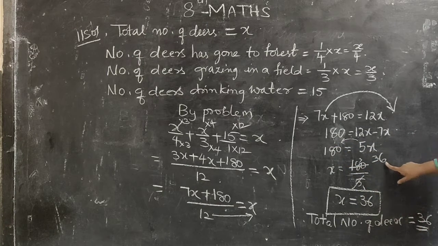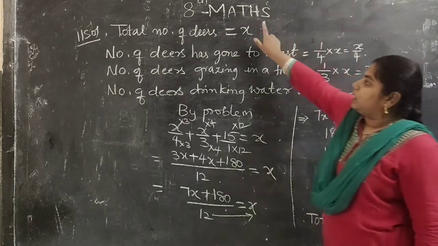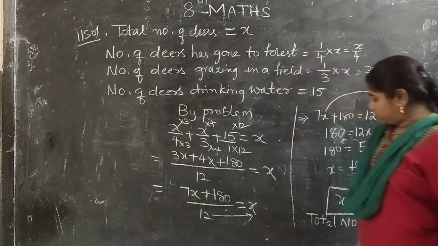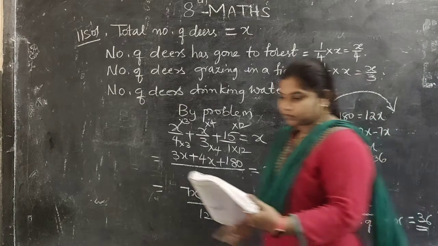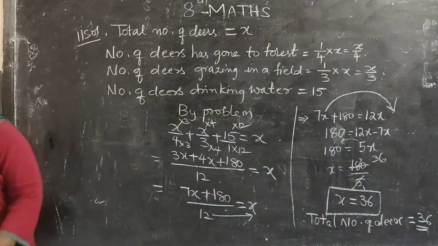5 ones are 5, 5 sixes are 30, 5 thirty-sixes are 180. So the x value you got is 36. X is nothing but the total number of deals. So therefore the total number of deals is 36. Next is the 12th one.